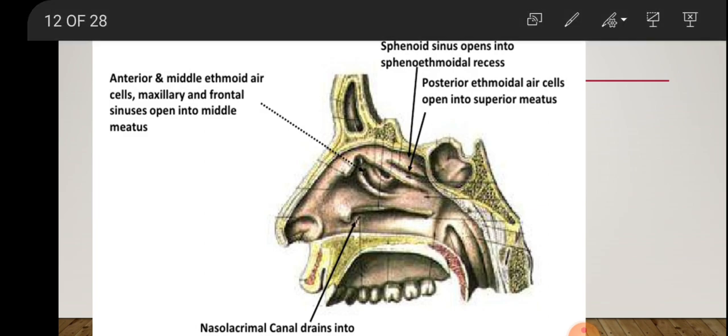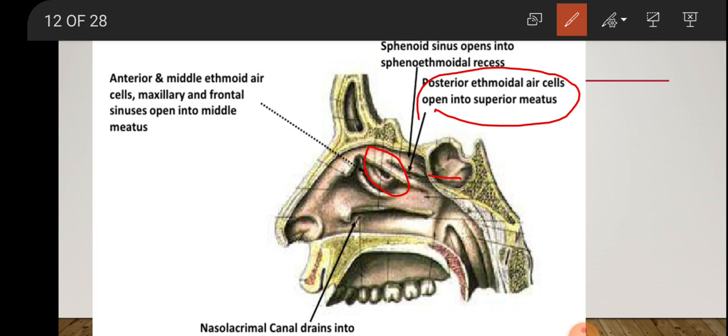Yes, the posterior ethmoidal air cells drain into the superior meatus, whereas the middle drains into the bulla ethmoidalis. I think you remember the middle meatus, you have an elevation produced in the middle meatus that you call the bulla ethmoidalis. That elevation is produced by the middle ethmoidal air cells, and they drain into that elevation.